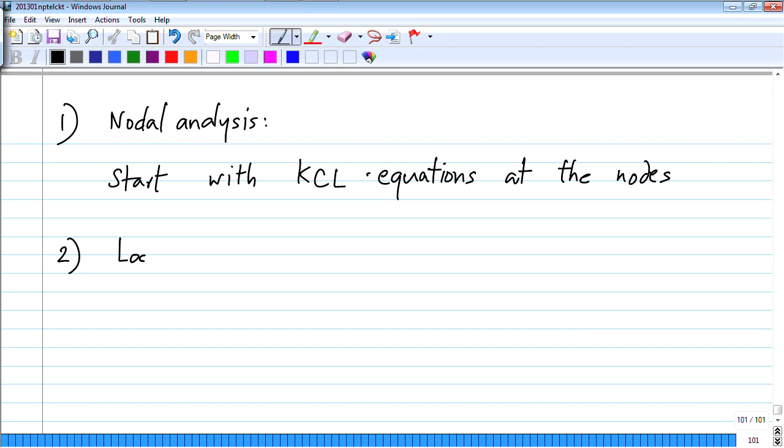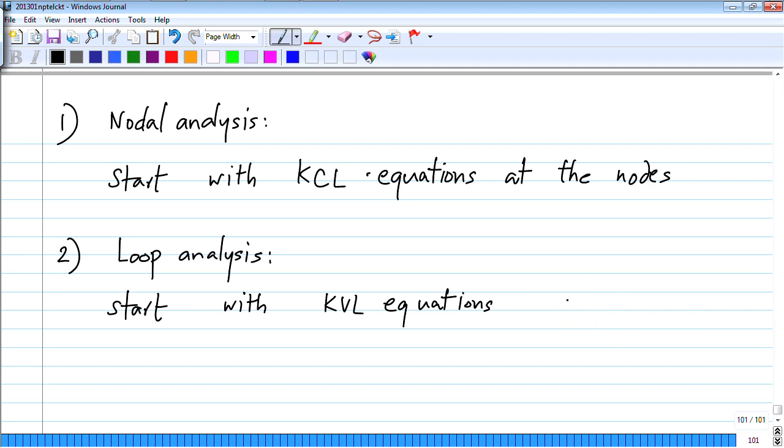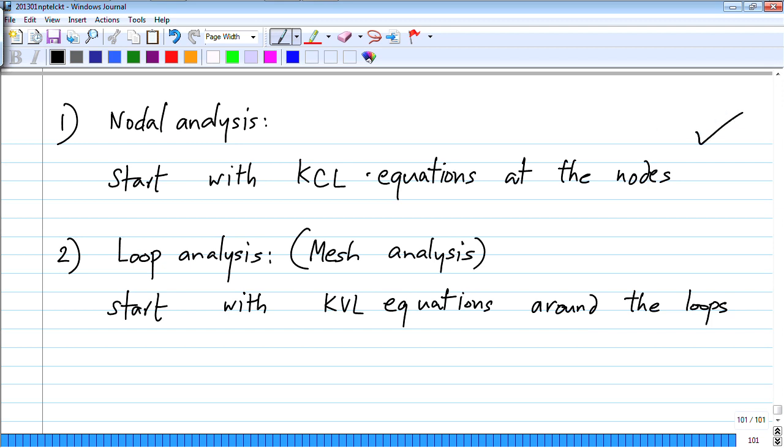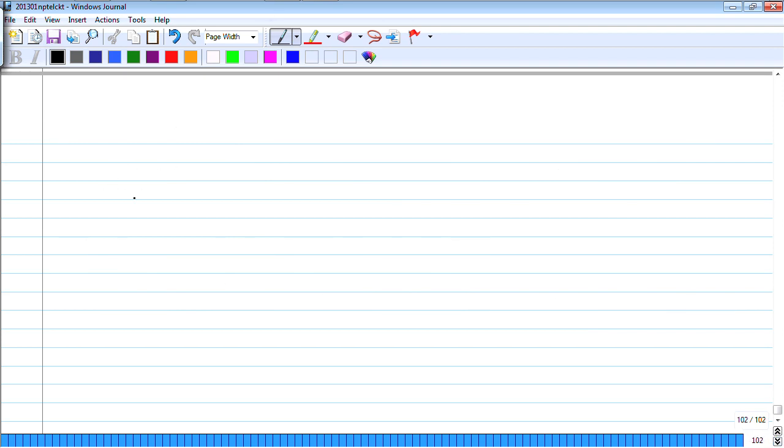The second method is loop analysis, where you start with KVL equations around the loops, okay? And if you do this, you are doing loop analysis. We will discuss this later, and a subclass of this is known as mesh analysis, okay? So, we will first start with nodal analysis and see what it's all about, okay? So, let me write down the original circuit I had.